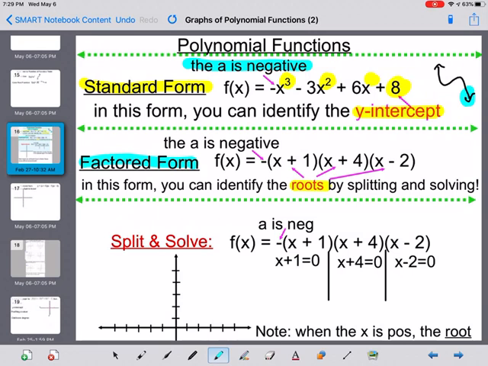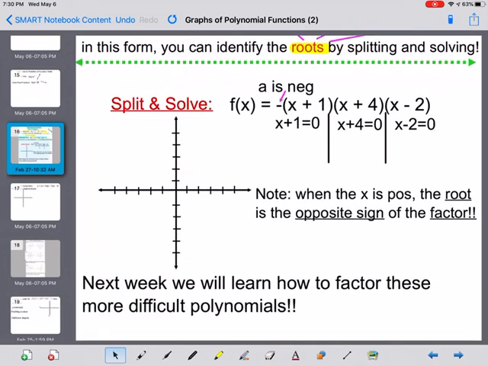The next is factored form. So we've got factored form. Notice that they're in parentheses, and there are 3 sets of parentheses. You can find the roots by splitting and solving. Remember when we were solving quadratics, we would factor, split, and solve. Even with master product factoring, we would always be factoring into parentheses and then split and solve. That's how you find the roots, which is where the graph crosses the x-axis. The a value in this case is in front. So you're looking here in front of the parentheses, and that tells us if the right side goes up or down. In this form, you can identify the roots by splitting and solving. So pause, write that down.